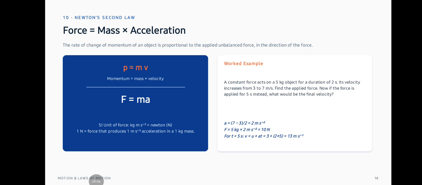Next is Newton's second law. Force equals mass into acceleration. The rate of change of momentum of an object is proportional to the applied unbalanced force in the direction of the force. p equals mv: momentum equals mass into velocity. F equals ma. SI unit of force is kg meter per second square, newtons. And 1 newton equals the force that produces 1 meter per second square acceleration in a 1 kg mass. Worked examples are given. You can apply the formula and you can have the answer.